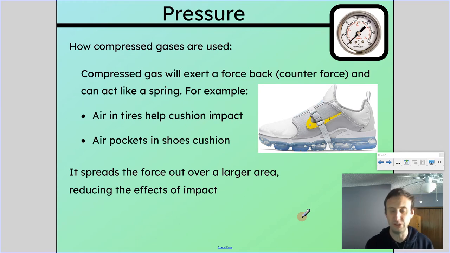How do we actually use that for useful things? Well, compressed gas will exert a force back. It basically can act like a spring. So when I apply a force to one end, it actually, as a result, tries to spring back. So this is great, for example, for air in tires to help cushion impacts, to smooth out the ride, right? By having tires that are filled with air, it acts as kind of like a spring or a suspension itself. So what that allows for is a very smooth ride. So you're not feeling every single little tiny bump.